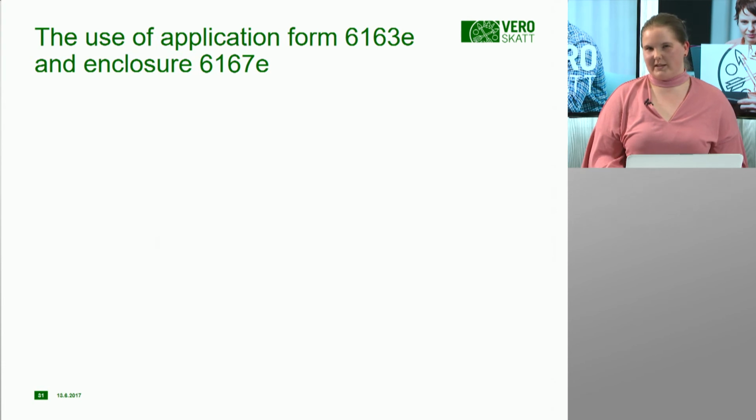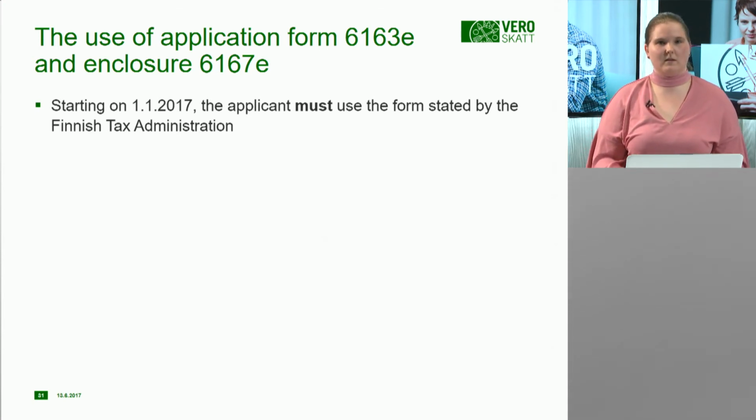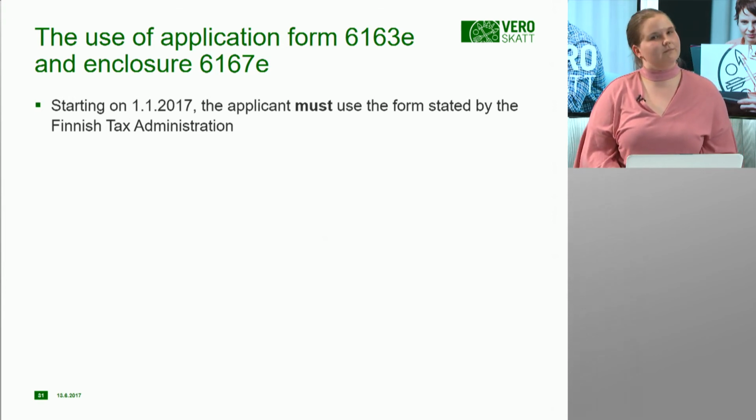Now, as I already said earlier, the use of application form 6163E and enclosure 6167E are now compulsory. So, starting from the beginning of the year, the applicant must use the form stated by the Finnish Tax Administration. And again, if you are unsure what that form is, always go online and write down the numbers of the forms, and that will be the most up-to-date version of the form. Of course, if there are any major changes, we will always inform you about that. But again, check online.